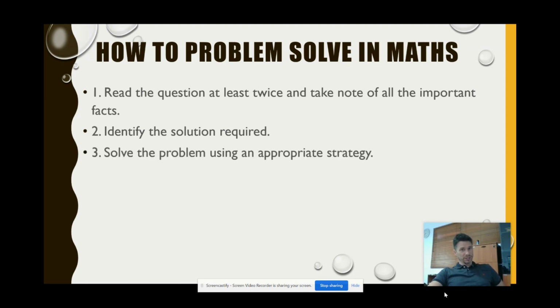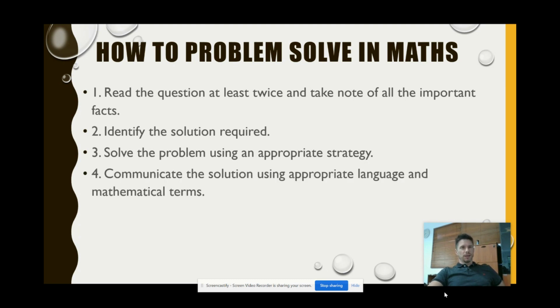Solve the problem using an appropriate strategy. Okay, so that's easy said, and I'm going to give you a few strategies for that in a minute. So pause on that one and we'll come back to that. Make sure you can communicate the solution using appropriate language and mathematical terms. So when you have the solution, if another person is reading your work, they're able to figure out what you're talking about and what strategy you've used, and your method should be clear.